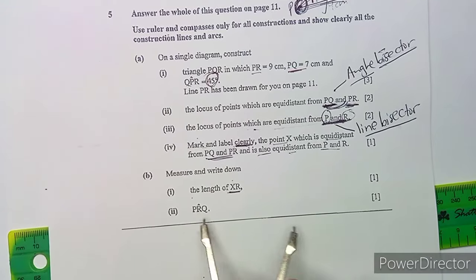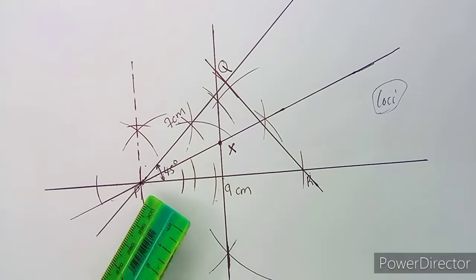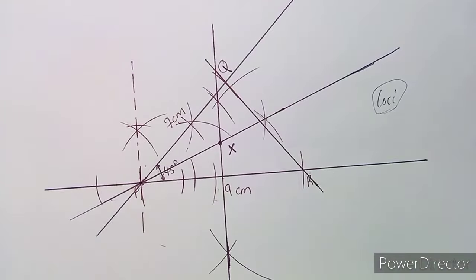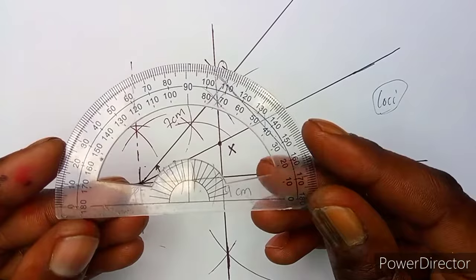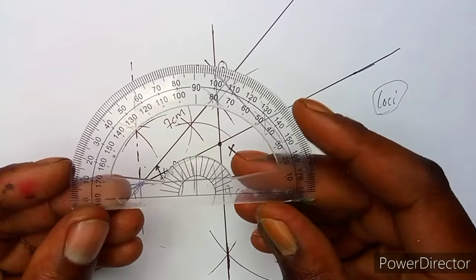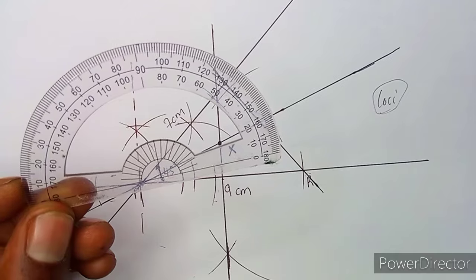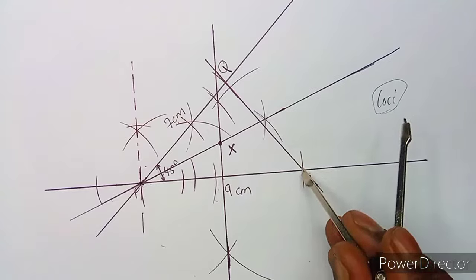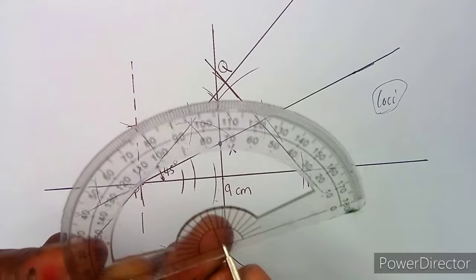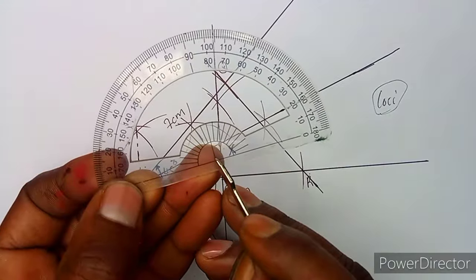Then PRQ, okay, PRQ, that is the angle now, this one, PRQ. So how do you measure the angle? I told you guys that you put your protractor. Now this one is not clear. I don't know if it is clear enough, but this is what you put your protractor here, and this point here, this needle point, is supposed to be on R, the angle that you are measuring, because you want to measure this angle R here. So this must be on R, the plus here, depending on the type of protractor that you're using, where these two meet.